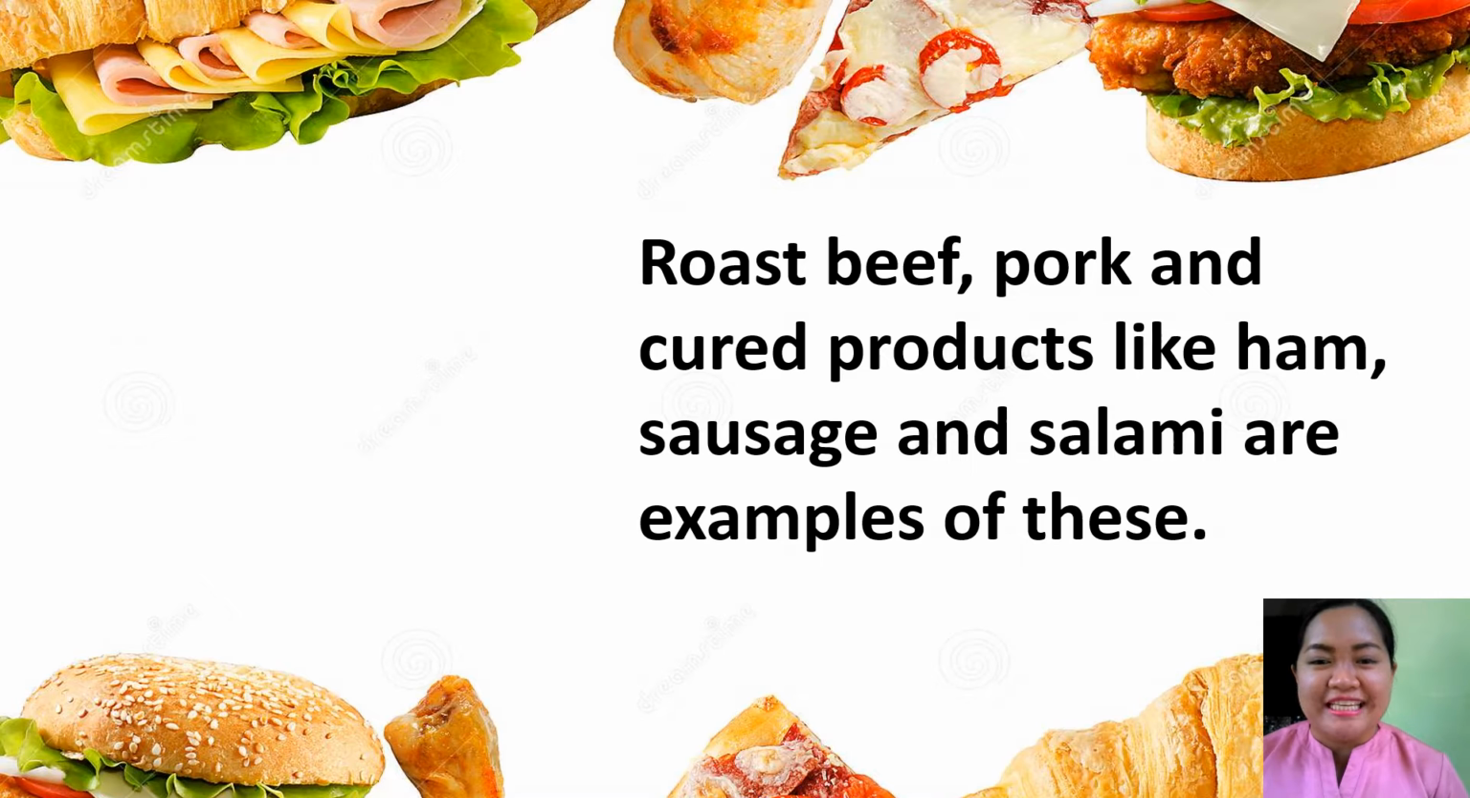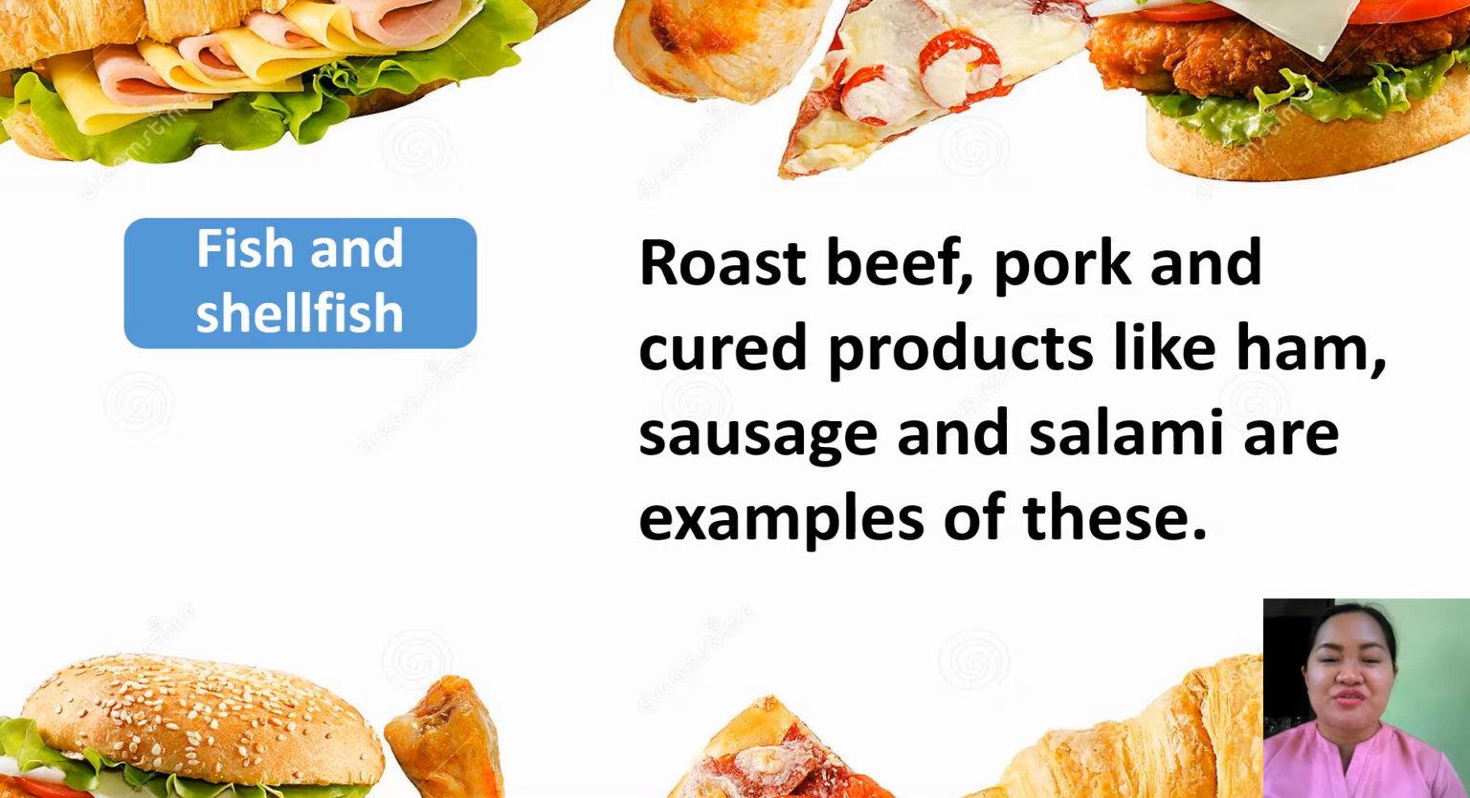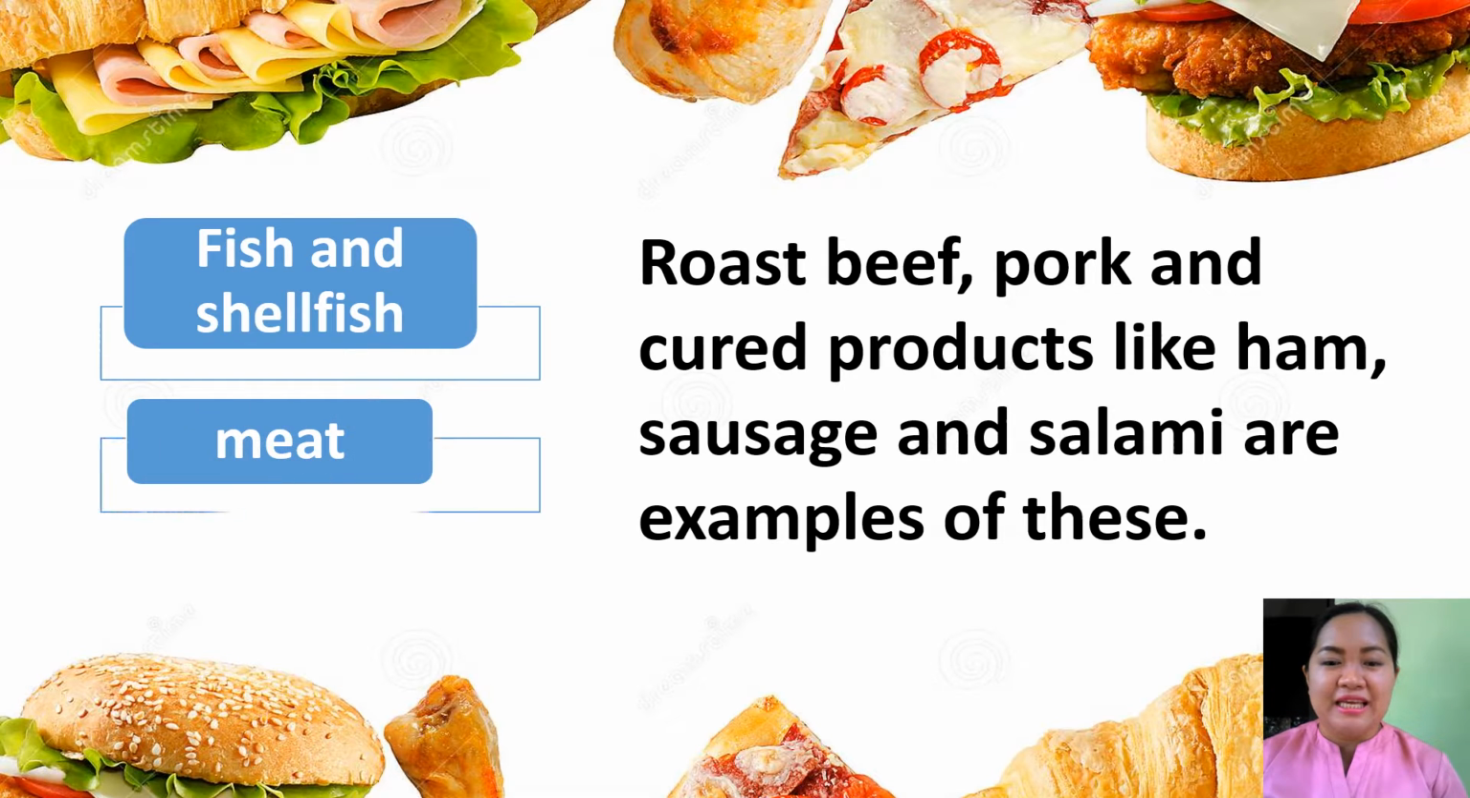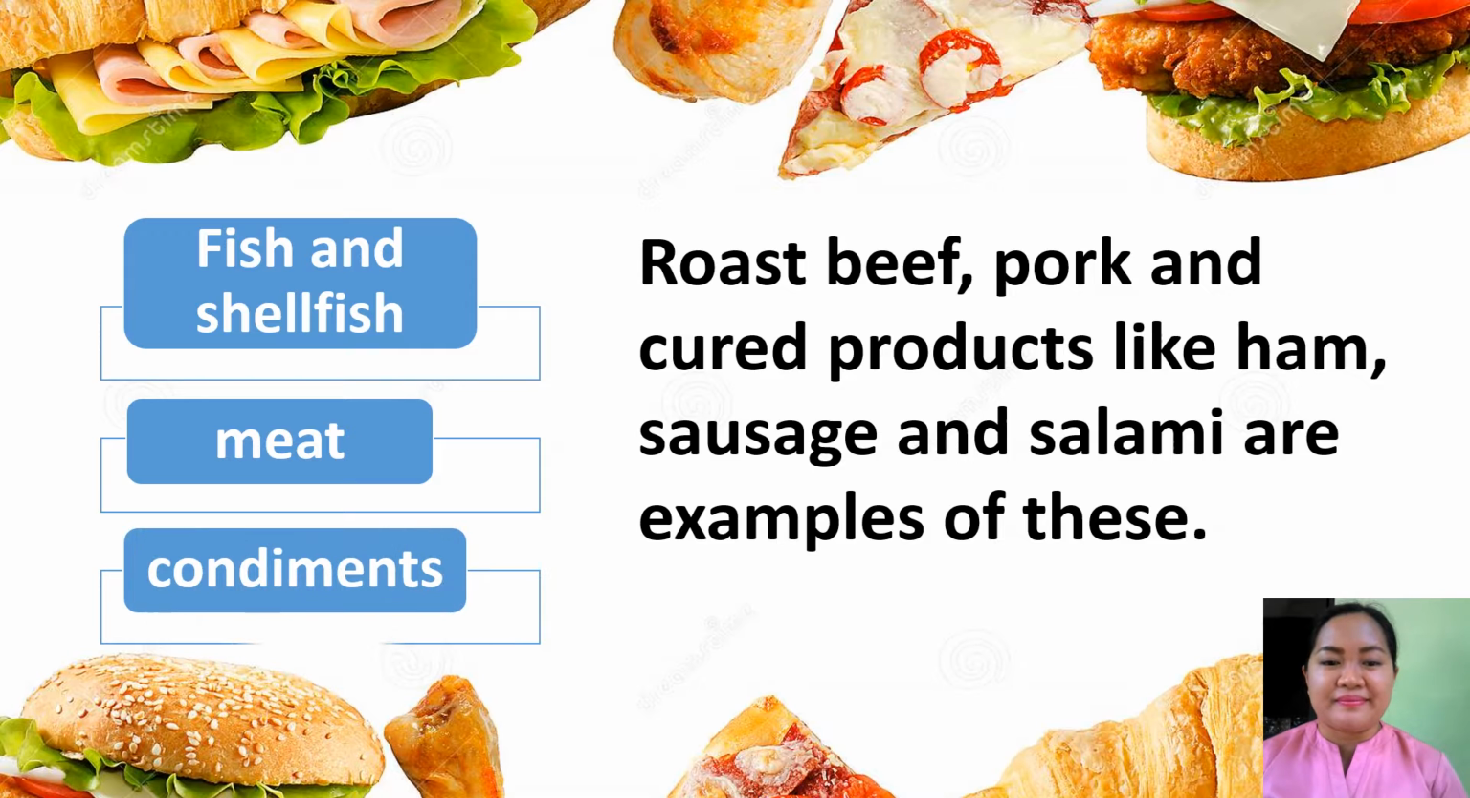Last question is, roast beef, pork, and cured products like ham, sausage, and salami are examples of these. Choices: fish and shellfish, meat, or condiments. You are right. The answer is meat.